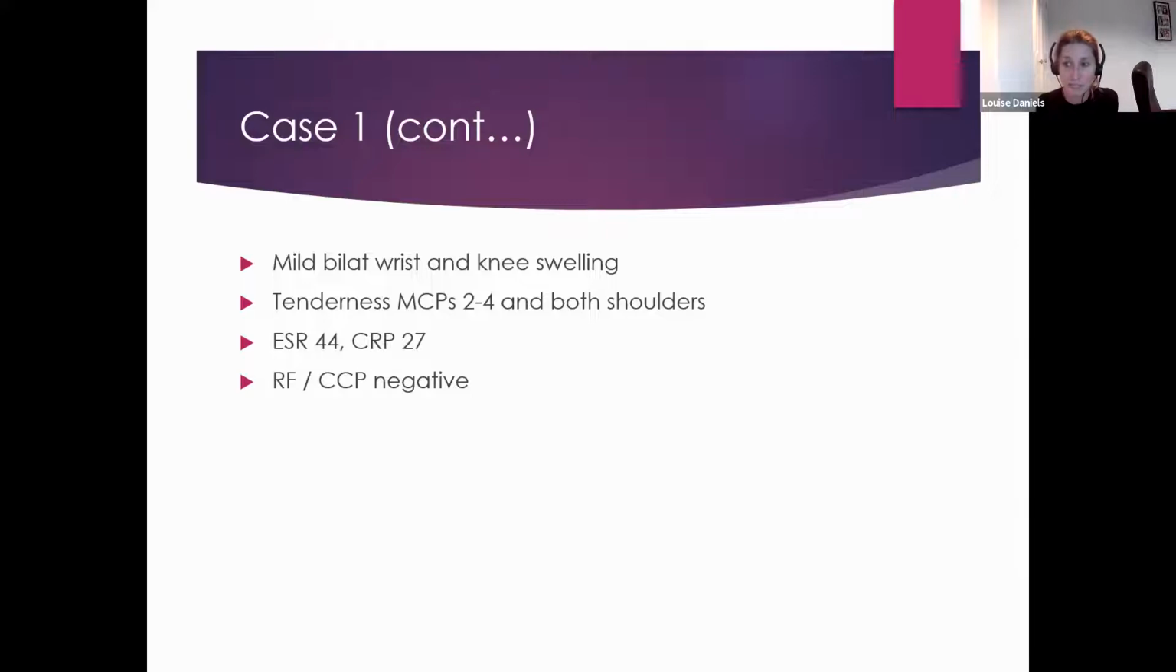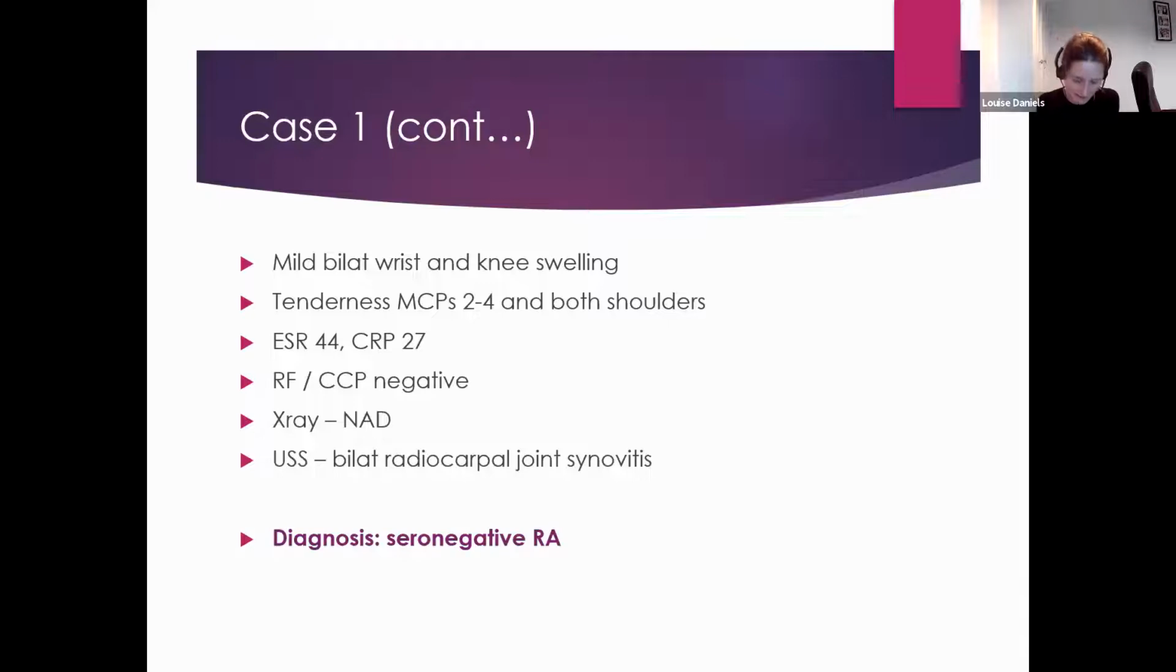Rheumatoid factor and CCP are negative though, so should we be put off by that? Do we call this osteoarthritis because they're negative? X-rays aren't showing anything either. But she has an ultrasound scan of her hands and wrists, and she's got bilateral wrist synovitis. So she's got sudden onset of joint involvement, she's got stiffness, she's got raised inflammatory markers, she's got a symmetrical pattern and synovitis on an ultrasound scan. So this lady has seronegative rheumatoid arthritis, and we'll start on treatment.